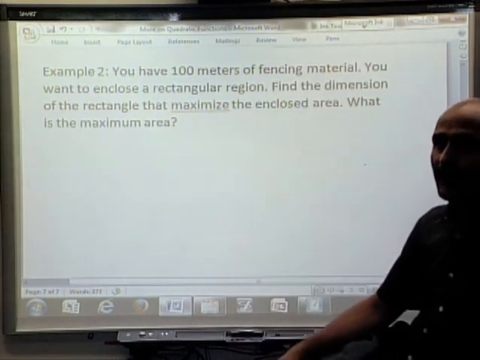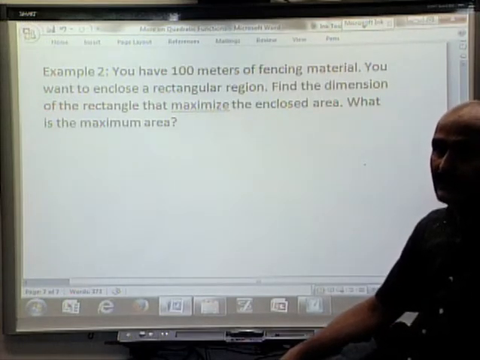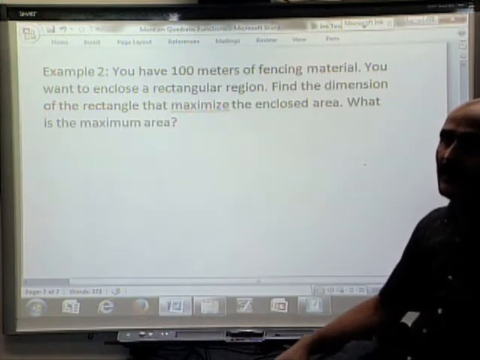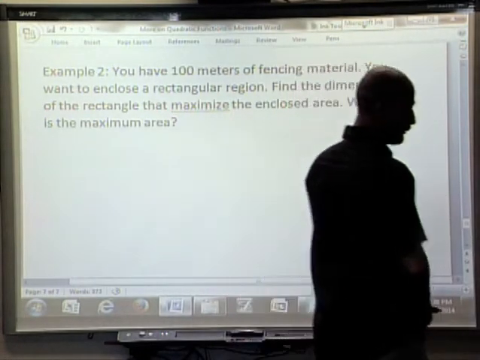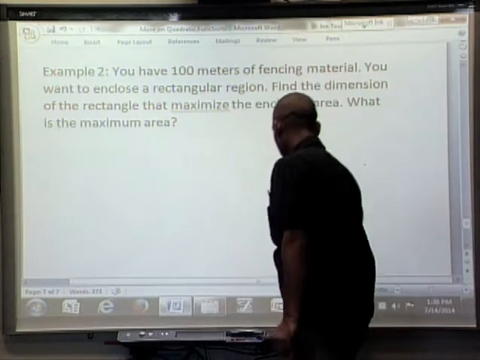It says you have 100 meters of fencing material, you want to enclose a rectangular region. Find the dimensions of the rectangle that maximizes the enclosed area. What is the maximum area? So, this is what the question is basically saying.